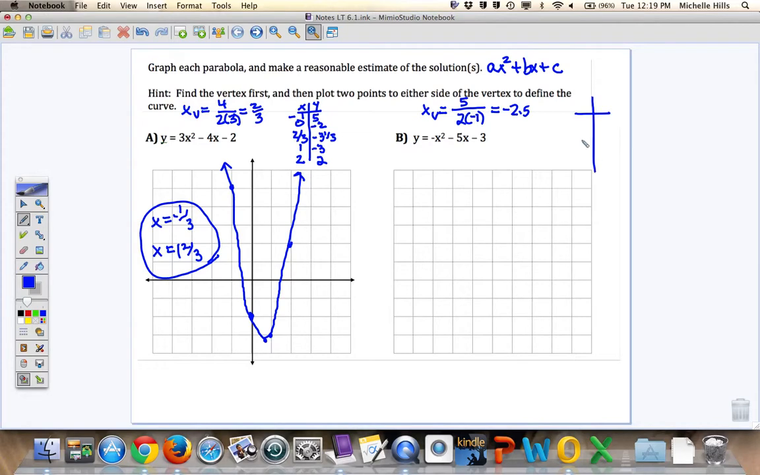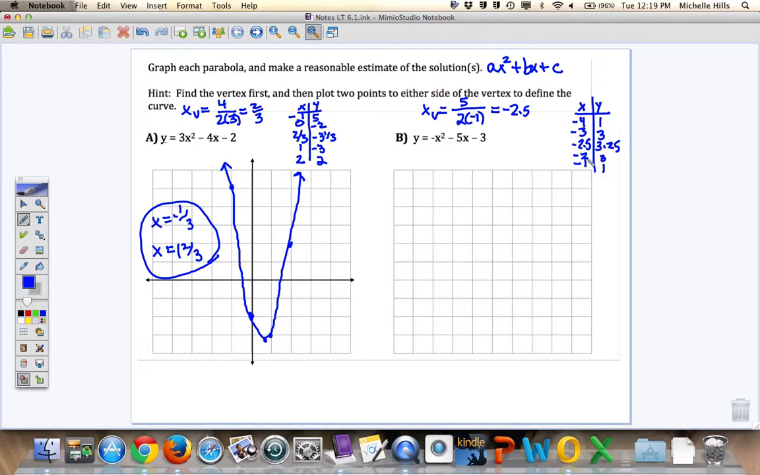So I'm going to do my xy table with -2.5 in the middle, going down to -3 and -4, and up to -2 and -1. I plug each of those in for x and simplify, and I get, when x is -4, y is 1, and -3 gives 3, and -2.5 gives me 3 1/4, and -2 gives me 3, and -1 gives me 1. I do see the symmetry in the y's here, because -3 and -2 are the same distance from -2.5, so their y's should have the same value.